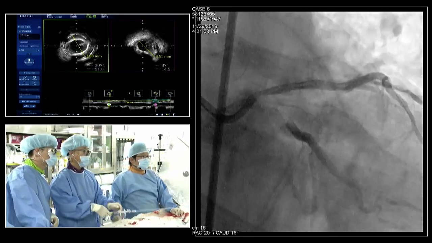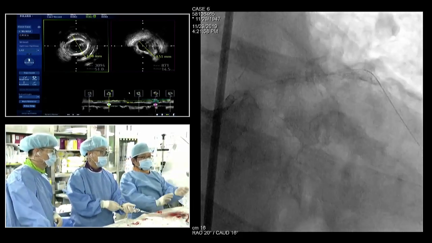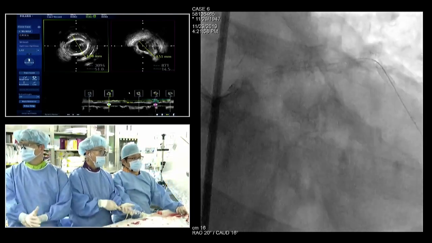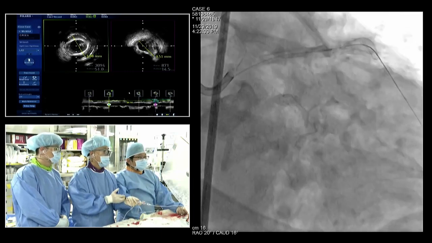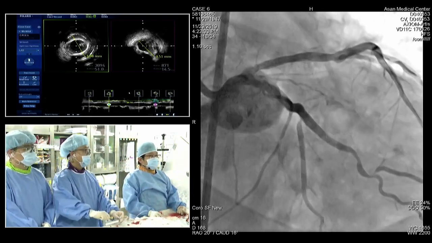Test. Okay, test. I think we need a very short stent. Please give me the shortest one. Ready? Okay, ready? Sure. 12, 35, 12. 35, 12.